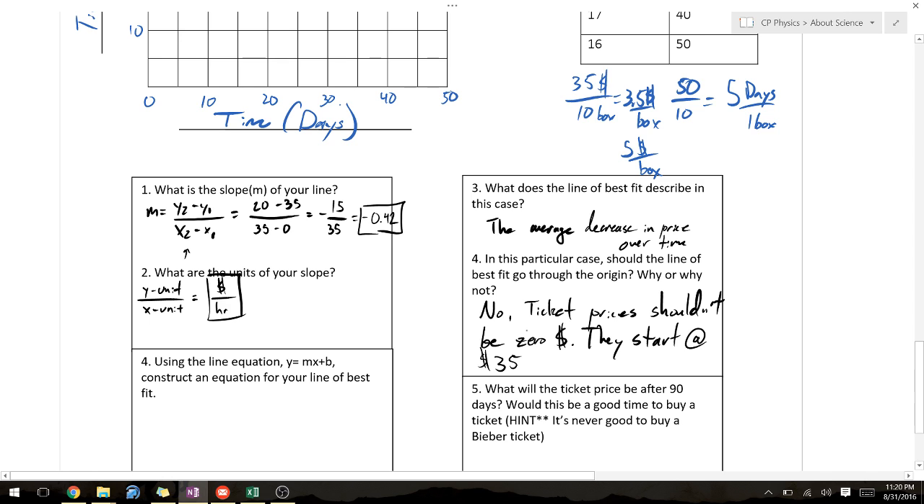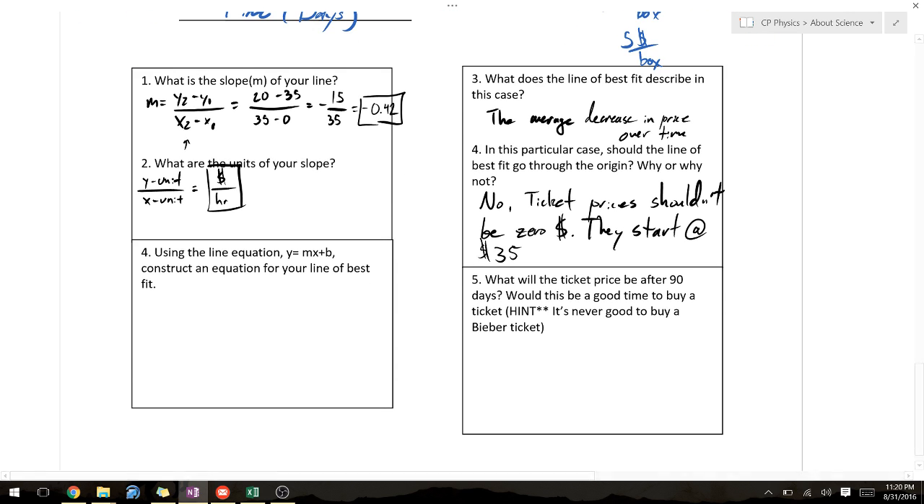Cool. Easy. Using the line equation, we're going to go to this one right here. Y equals mx plus b. Construct your equation for your line. So we start there. Y equals mx plus b. We throw in our slope. So y equals negative 0.42x. And then b is just our y-intercept, and we know that that is $35. So that's it right there.